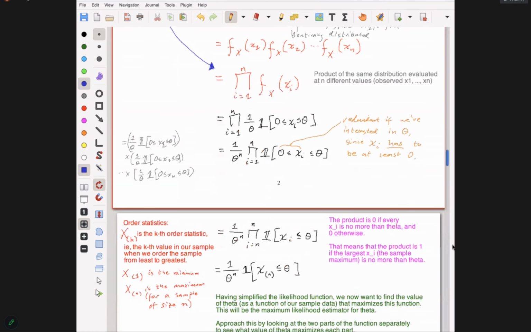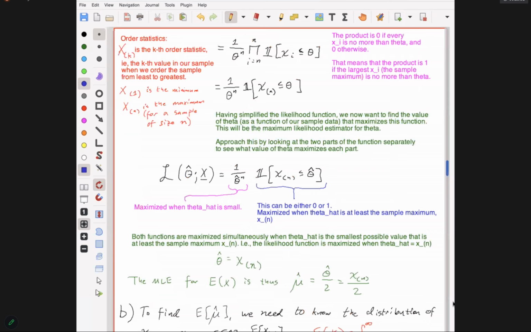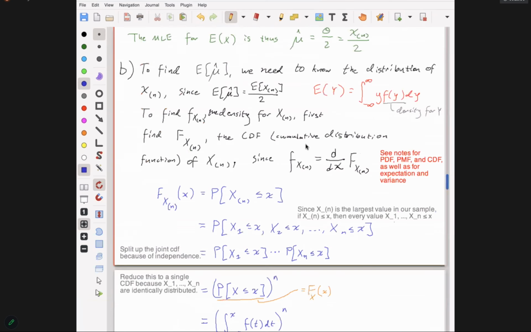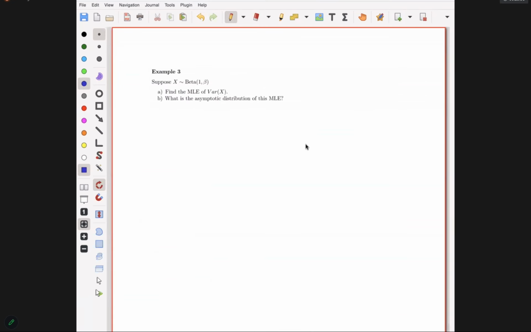Okay. So going on to example 3. Here we say that X follows a beta distribution with parameters 1 and beta. And first, we want to find the maximum.